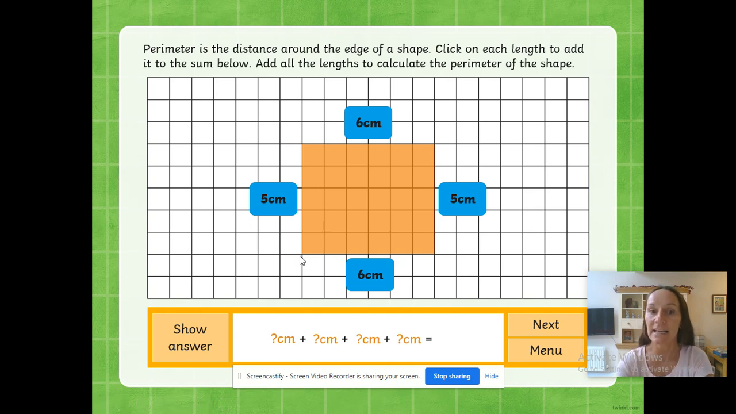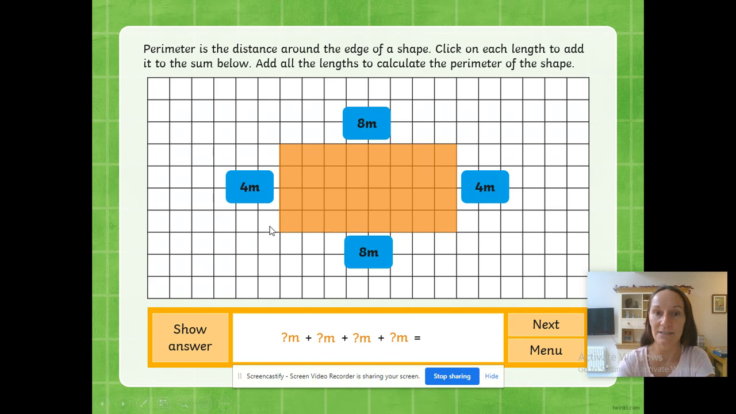And the way we calculate perimeter is we must add all the sides together. So we've got 5, add 6, add 5, add 6. Now what I would do now is I would think, well, I know what 5 and 5 make. That's easy. I know what 6 and 6 make. That's easy. So my answer must be, are you ready? Let's check. 22 centimetres. And this time it's not centimetres squared because we are not counting every single square inside there. We're just counting the ones around the edges.